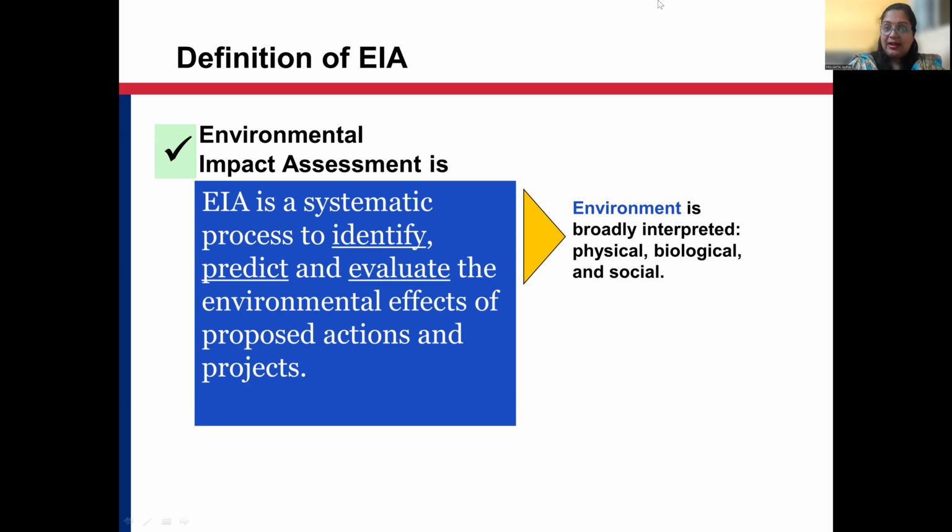So, what exactly do we have to do? Basically, when we speak about EIA, it is nothing but a systematic process which identifies, predicts, and evaluates the environmental impact of the proposed actions and projects. So when we speak about environment, what are the aspects that are counted in the environment? It is broadly interpreted as the physical, biological, and social surroundings around human beings.